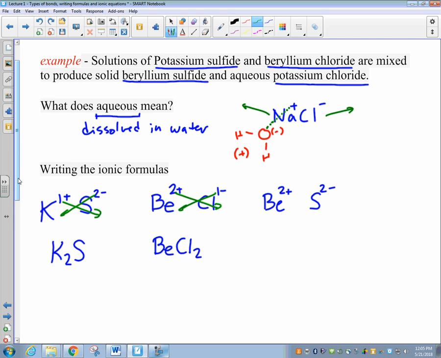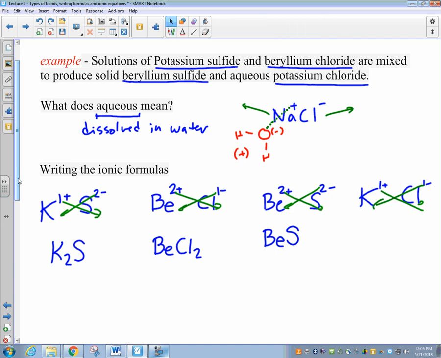So we crisscross the charges here, we get Be2S2, but remember we always write an ionic compound as the smallest whole number ratio of the ions present within the lattice. Therefore, we're going to just give this BeS, which is the smallest whole number ratio of Be2S2. And then last but not least, we had potassium chloride, where we had K1 positive and Cl1 negative. And again, an easy crisscross gives me simply the compound KCl for potassium chloride.